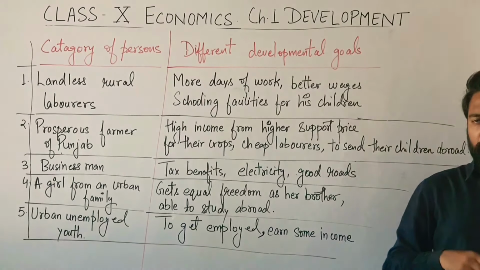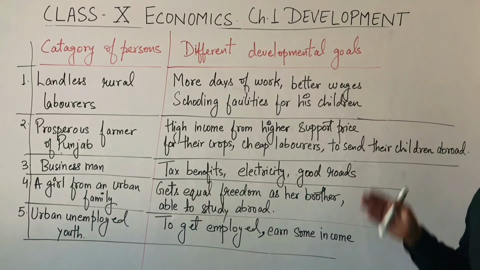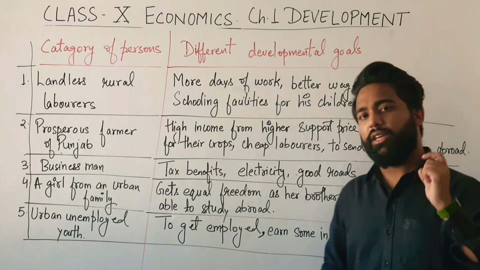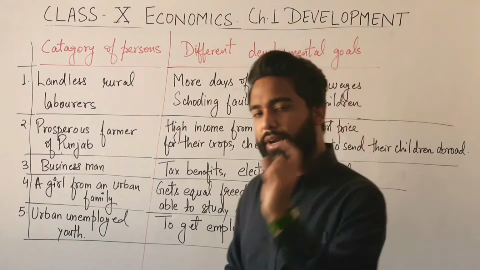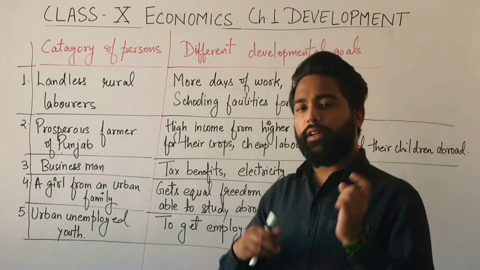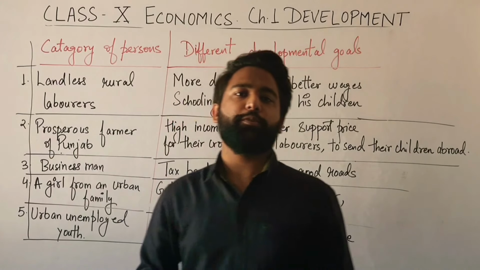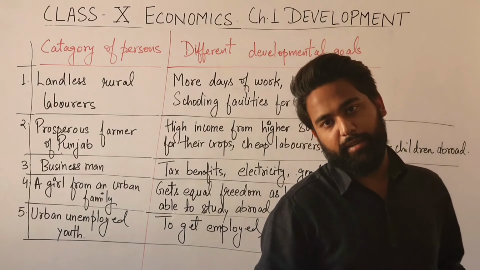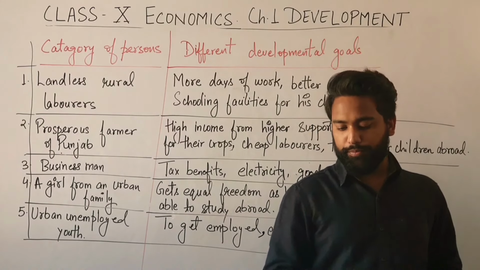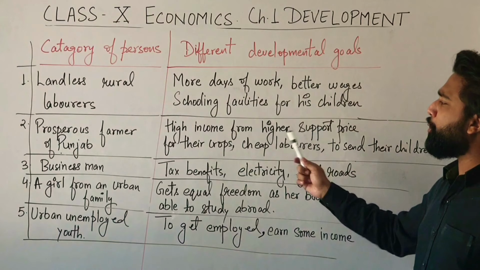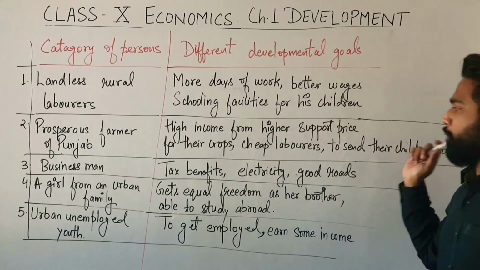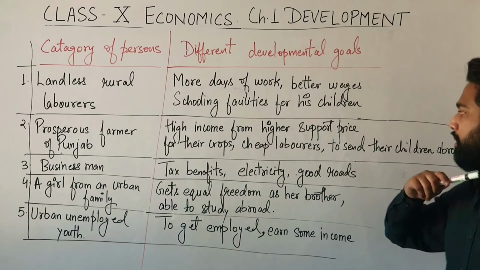Now, you already learned about the support price system in class 9. The support price system is the system in which the government provides prices for the crops so that the farmers can sell their food crops to the government directly, before bearing some losses in the market on their own. So the prosperous farmer of Punjab seeks higher income from higher support prices for their crops.